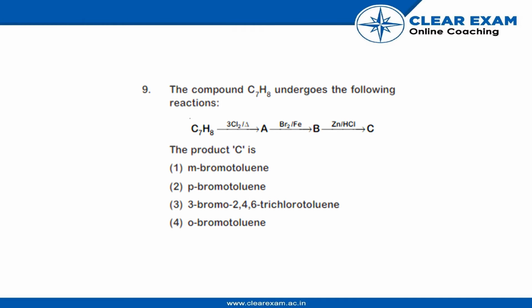So the options are m-bromotoluene, second is p-bromotoluene, third is 3-bromo-2,4,6-trichlorotoluene, and fourth is o-bromotoluene. Let's see which of these compounds we can obtain, and whether these compounds can be obtained from C7H8 or not. So let's have a look at the reaction.